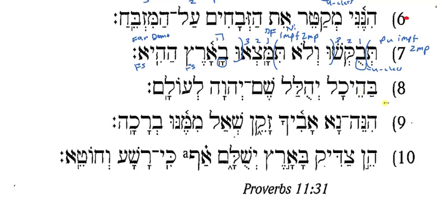Number 8, Ba Hekal Yehulal Shem Adonai Le'olam. Ba Hekal. Here I have an article that the bet has swallowed up. The article would have been hey, pathach, doubling dot. I can't put a doubling dot in the hey because it's a guttural, so it rejects the dagesh forte, but does not compensatorily lengthen the pathach of the article. So ha hekal would have been hey with a pathach before that, and then the bet swallows the hey but leaves the vowel of it there. So in the temple.